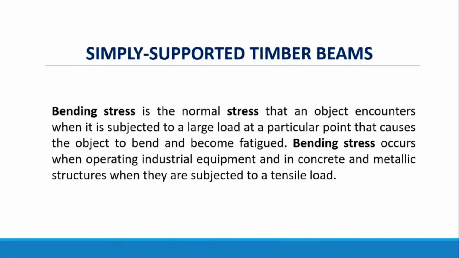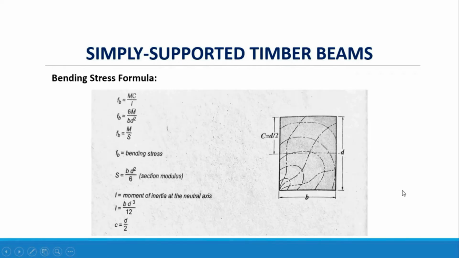And what is bending stress? Bending stress is the normal stress that an object encounters when it is subjected to a large load at a particular point that causes the object to bend and become fatigued. Bending stress occurs when operating industrial equipment and in concrete and metallic structures when they are subjected to a tensile load. And here's the formula for bending stress.